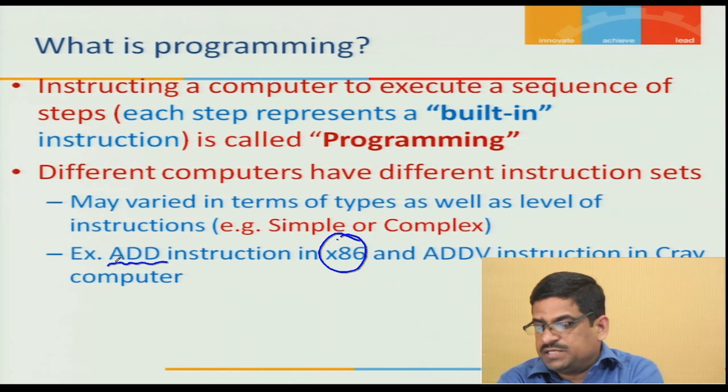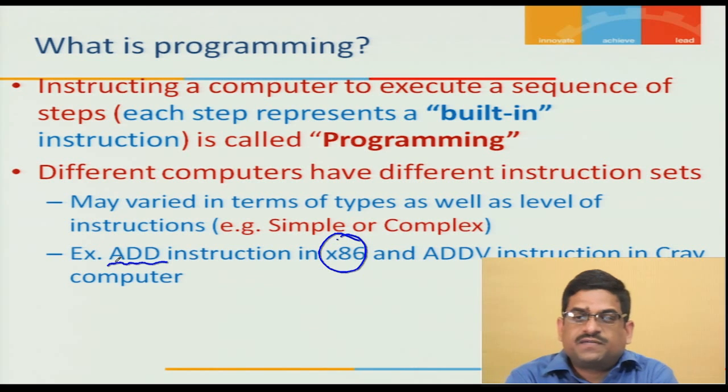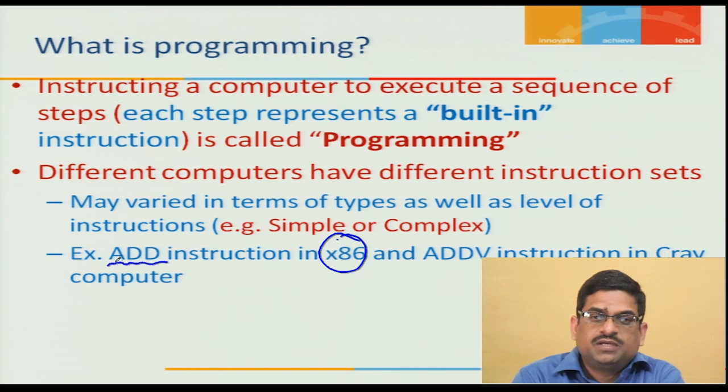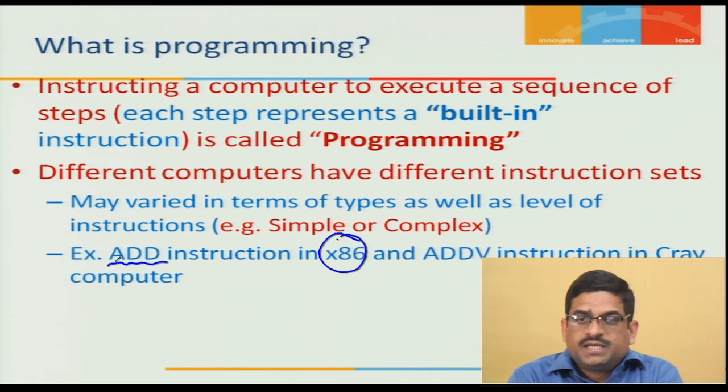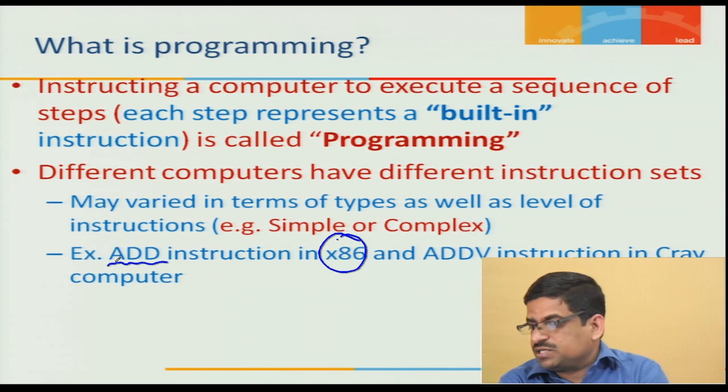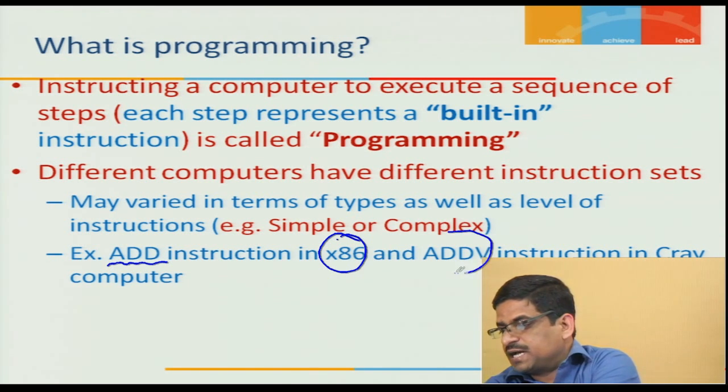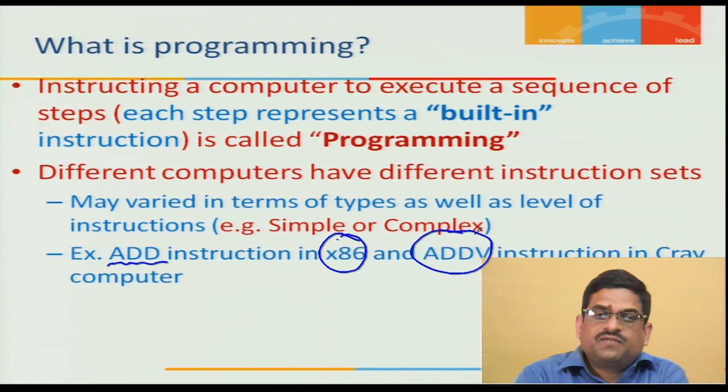So the typical instruction is, let us say, add, and after that the two numbers which we want to add can be given. A similar kind of instruction, but a complex instruction, is add v. V stands for a vector. This instruction adds 64 numbers from one list to the 64 numbers of another list. So there we have two lists of numbers, 64 numbers each, and simultaneously this instruction can add 64 numbers in place of a single number.